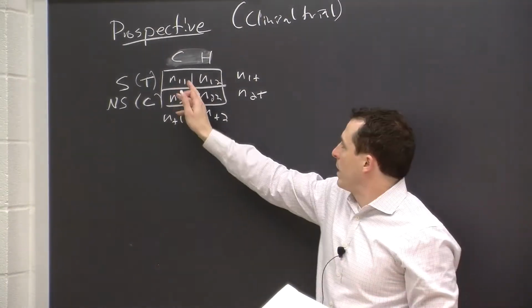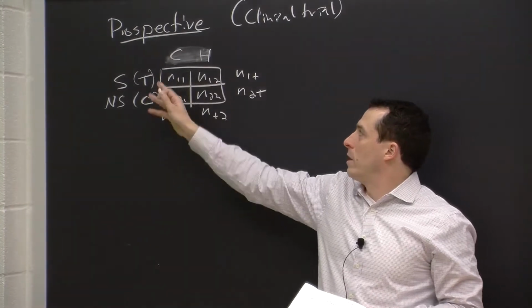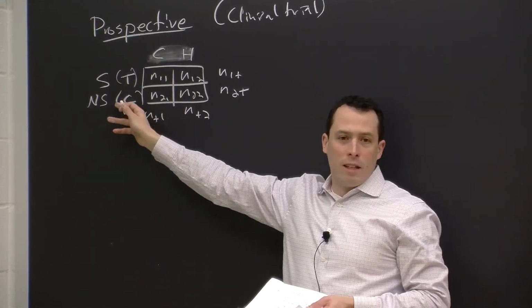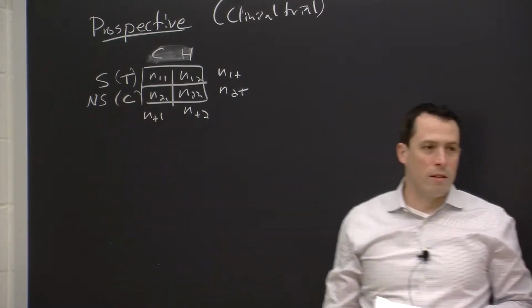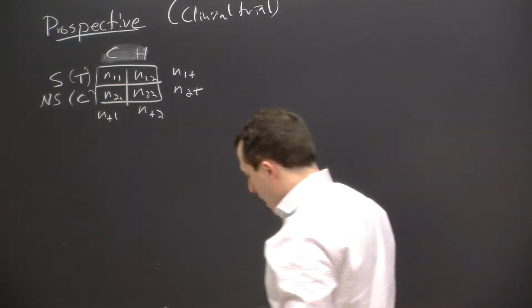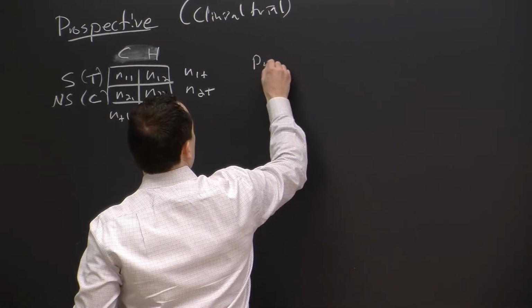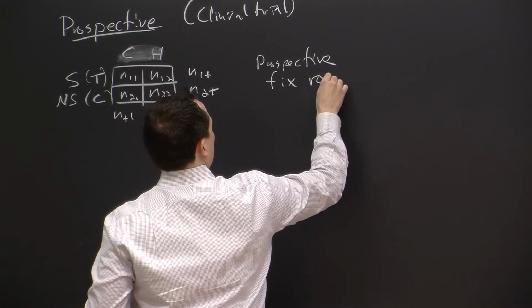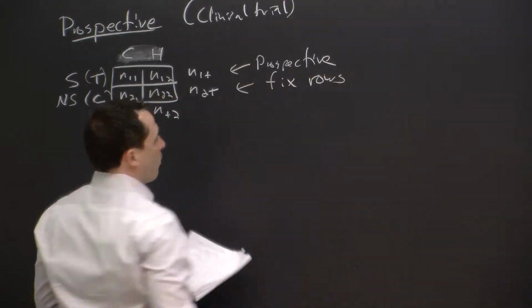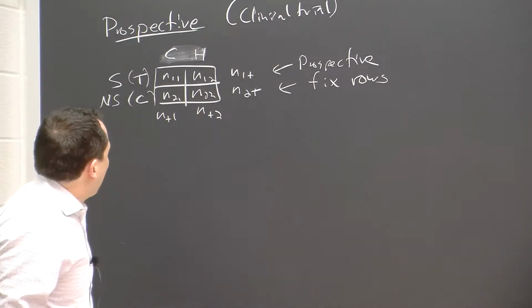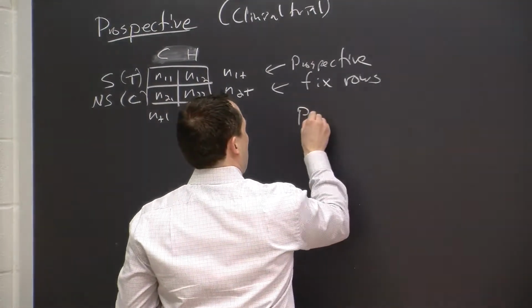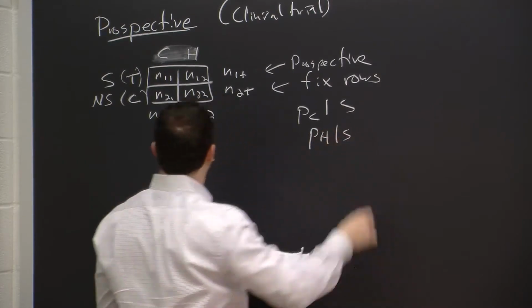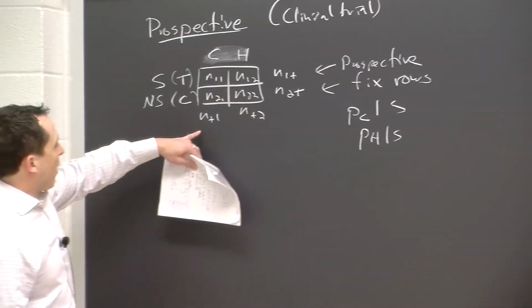And so we're perfectly able to infer conditional probabilities, probability of cancer given treatment versus probability of cancer given control, right? So we fix the rows, and we're allowed to infer things like probability of cancer given smoke, probability of healthy given smoke. But we can't infer the columns.